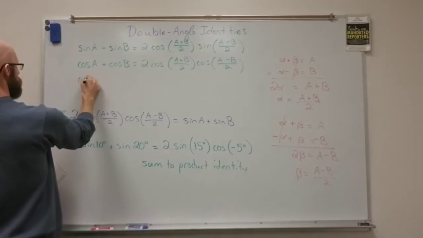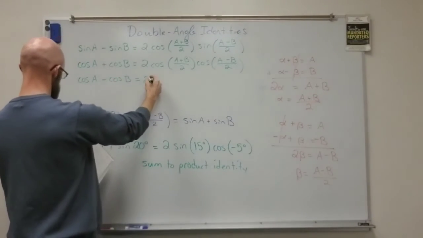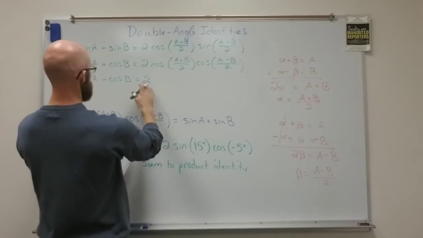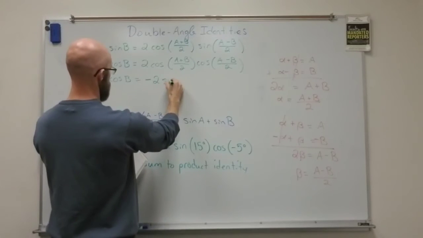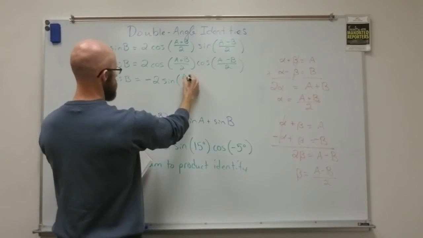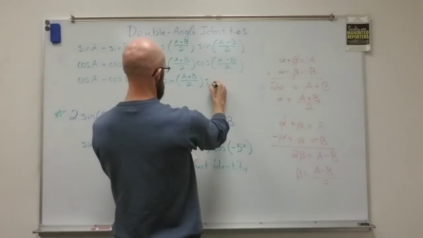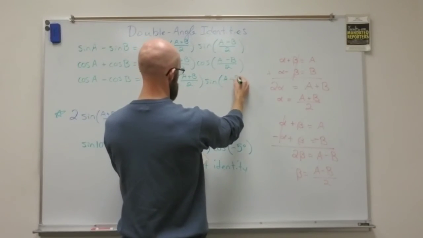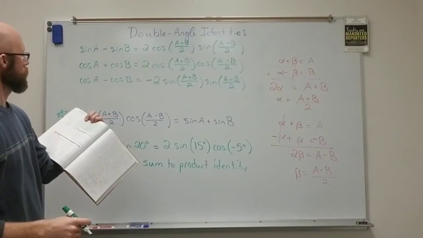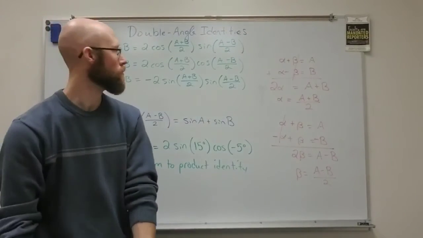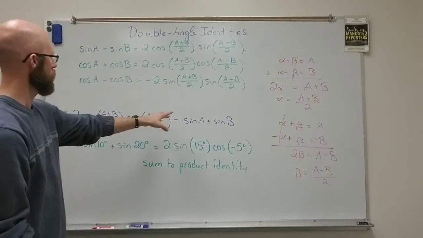And then finally, the cosine of A minus the cosine of B equals 2. Sorry, it doesn't equal 2. It equals negative 2 times the sine of A plus B over 2 times the sine of A minus B over 2. I think that's everything. I think I wrote those correctly. Yeah, that's all 4 of them.